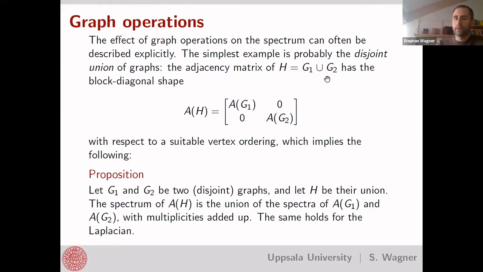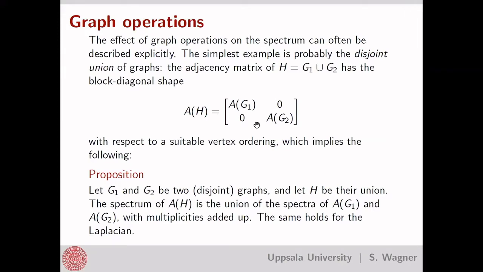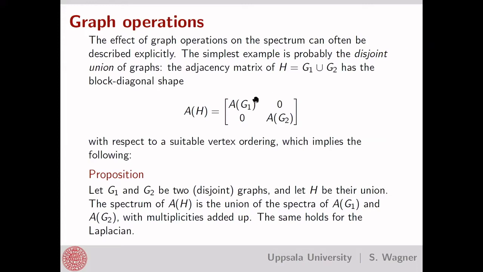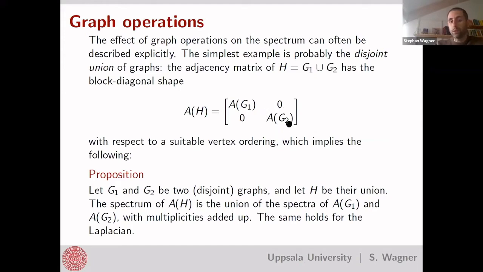The simplest example is probably the disjoint union. So you take two graphs that are disjoint and you just put them together, form the disjoint union. Then if you choose an appropriate ordering of the vertices, the adjacency matrix of G1 will form one block, the adjacency matrix of G2 will form the other block, and there will just be zeros everywhere else because there are no edges going between G1 and G2. So if you choose the ordering of the vertices in such a way that G1 comes first and then G2, then the matrix will look like this.